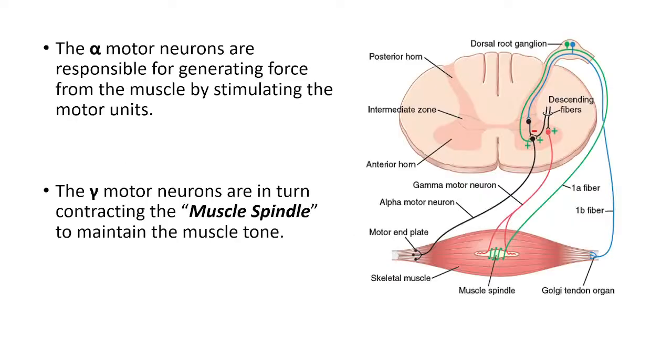Next thing, you can make out from this figure, this is a transverse section of the spinal cord, showing the white matter and the gray matter in the form of H shape or butterfly shape. The anterior horn has the motor neurons supplying the muscles. So from this figure, you can make out what is lying over here. This is motor end plate, and this black colored neuron is the alpha motor neuron. It is responsible for muscle contraction.